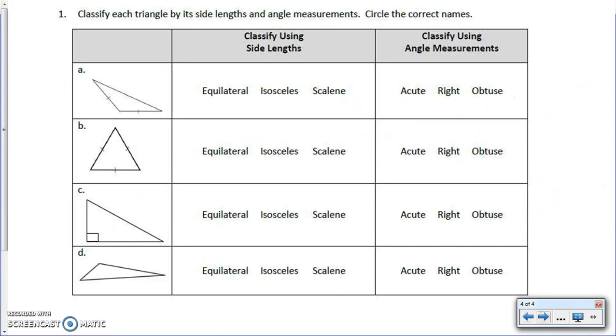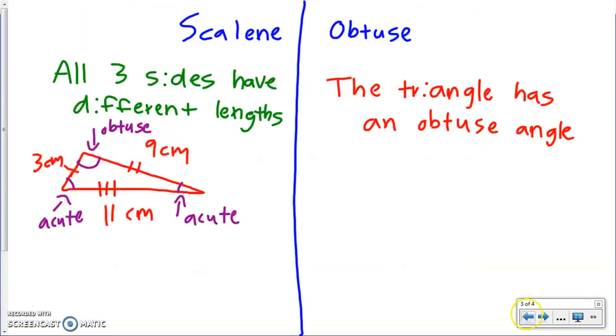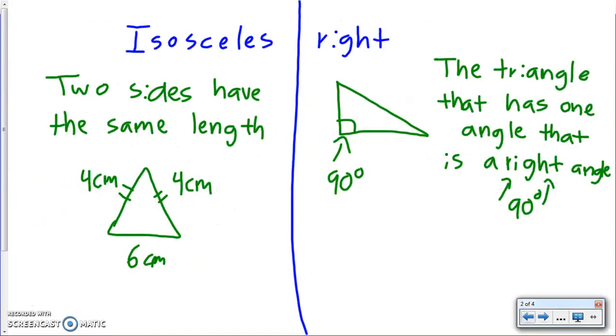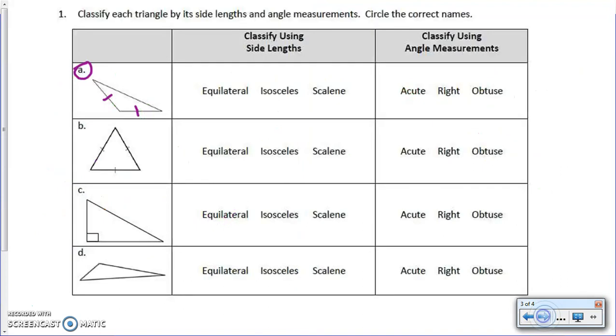Now, here's more of what we will see normally. So the directions say, classify each triangle by its side lengths and its angle measurements. Circle the correct names. So in the first part, we're just going to do the side lengths. So I'm going to start right with A where I just circled. If I look, I have two lines that are matching, which tell me that two sides have the same length. So I'm going to go back and look. Scalene, all three sides have different lengths, so that is not true. Isosceles, two sides have the same length, so that is true. So this is an isosceles triangle.